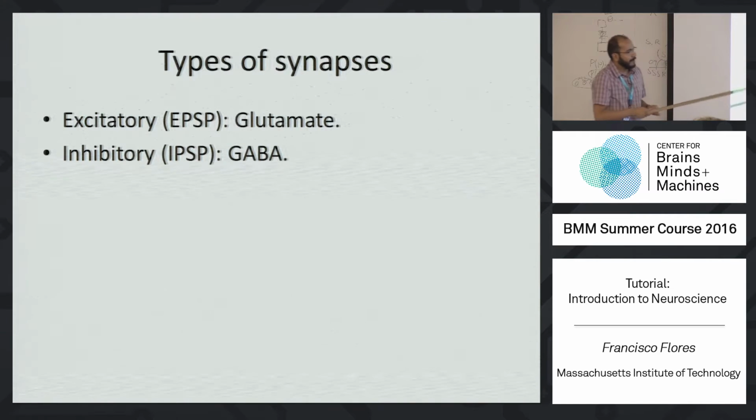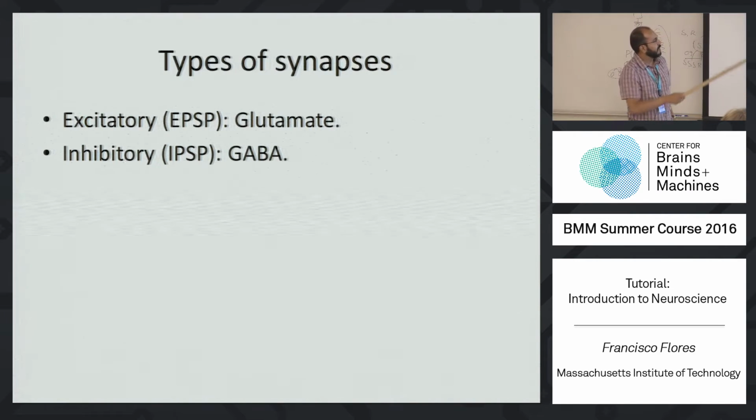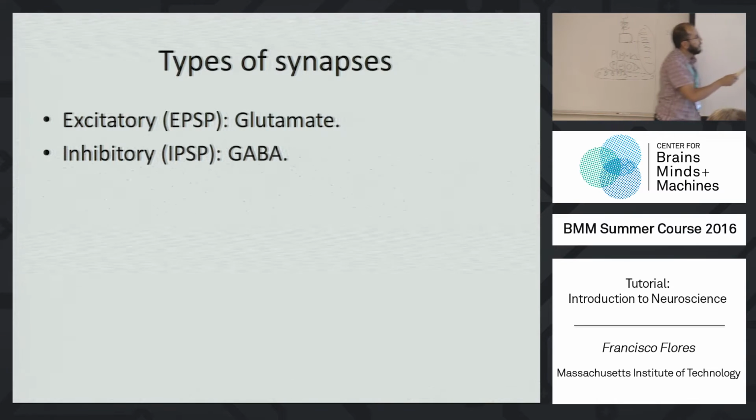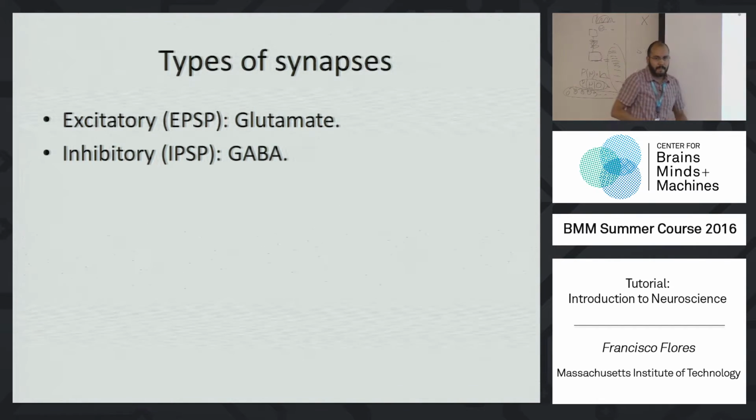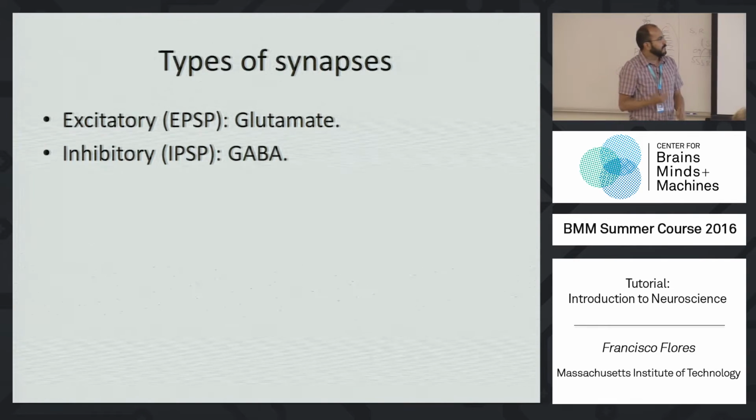The typical molecule that produces the excitation is glutamate, and the typical molecule that produces the inhibition is GABA. Anatomically, this is also kind of different. Typically, the excitatory connections happen in the dendrites, and the inhibitory connections happen in the soma of the neuron.